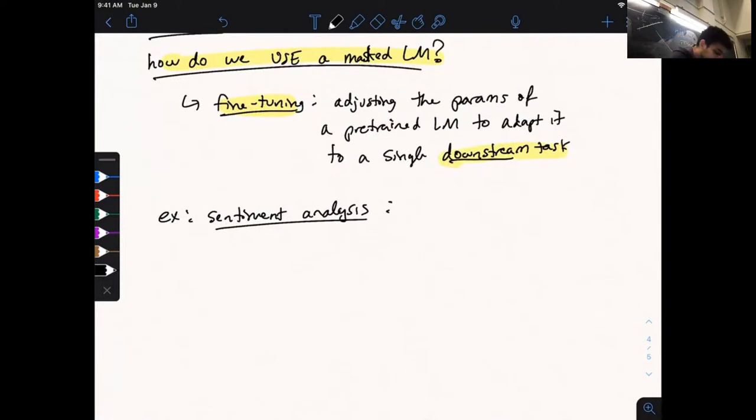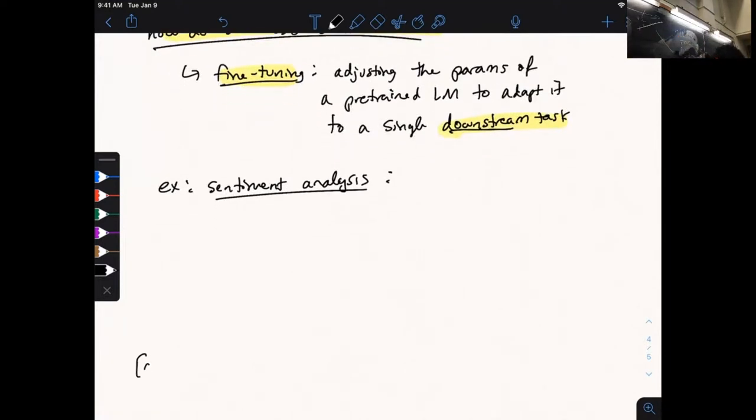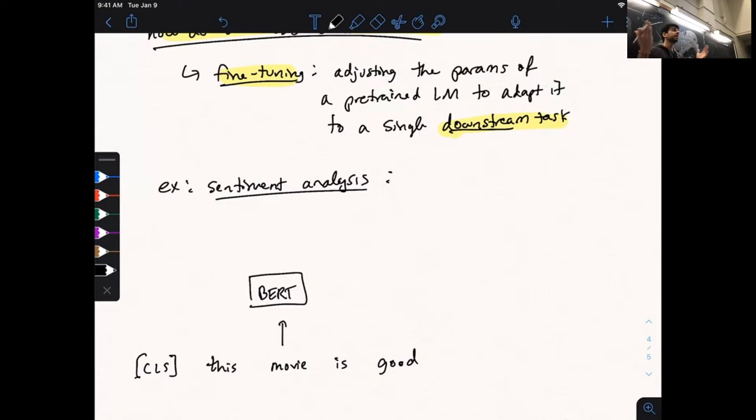So now, if I'm trying to solve sentiment analysis, remember the CLS token is always the first token of my sequence. And then I might have, you know, this movie is good. So I want to predict whether this sentence is positive or negative. So I'm going to feed this whole thing into the BERT model, which is essentially this encoder, unmasked, multi-head self-attention for many different layers. And at the end, I get these vectors as output.